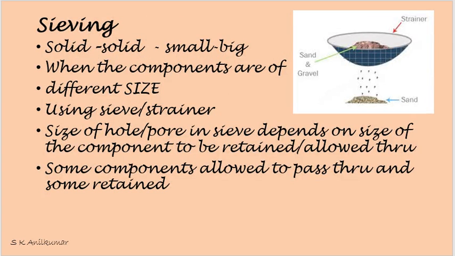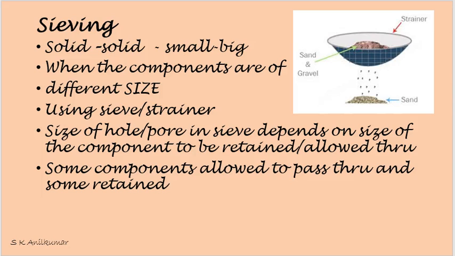Sieving. When you have a solid-solid mixture, you can use sieving, especially when some particles are big and some particles are small. When substances are made up of big and small particles, you can use sieving, when the components are of different size, using a sieve or a strainer. One good example of sieving is when you are using flour to make chapati or atta. Another is when you are straining the tea leaves while making the tea brew.